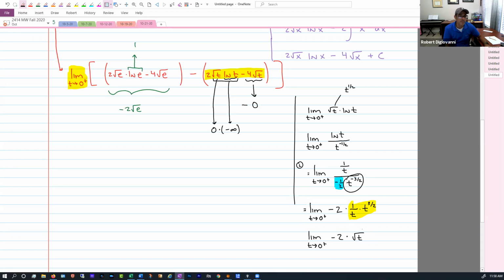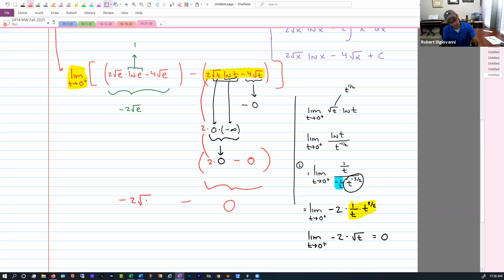And now take your limit, and that limit goes to 0. So we can say that this goes to 0, and then we had the 2 in front. The 2 can come out here, it doesn't matter. Everything there is gone. So our answer is negative 2 square roots of e. So it converges. Any questions on that?